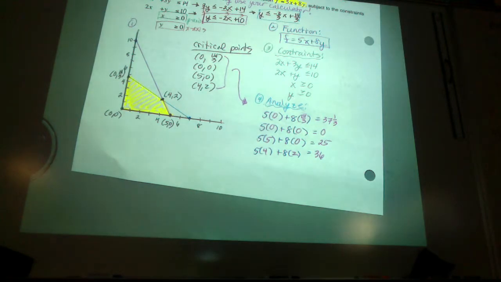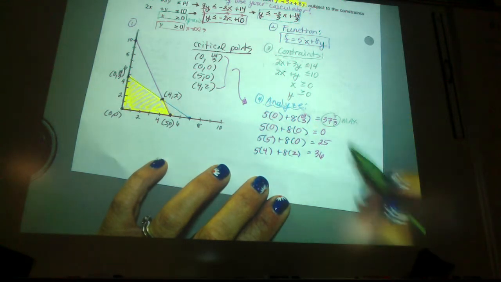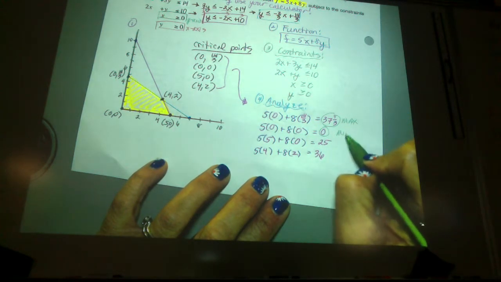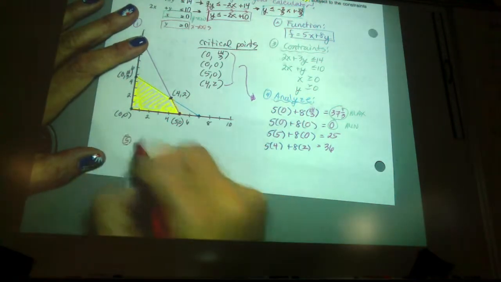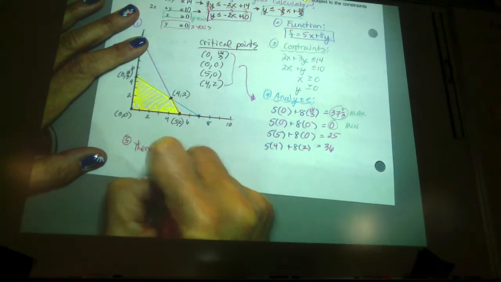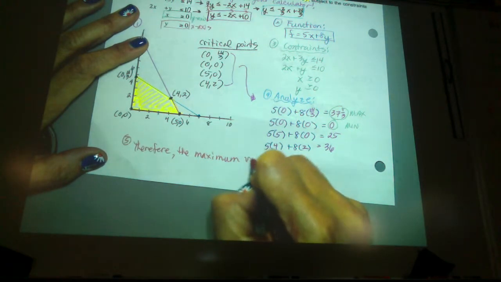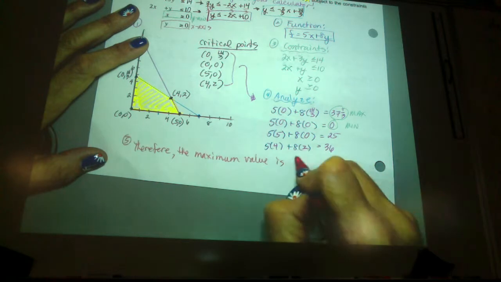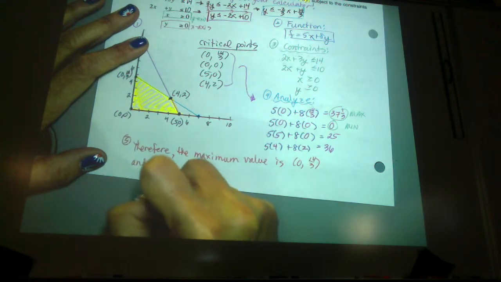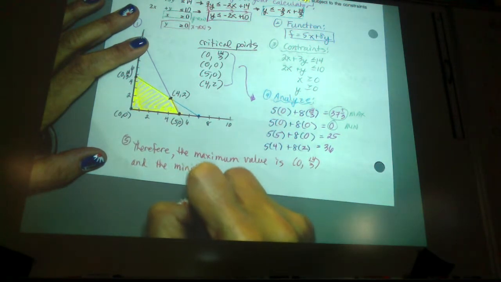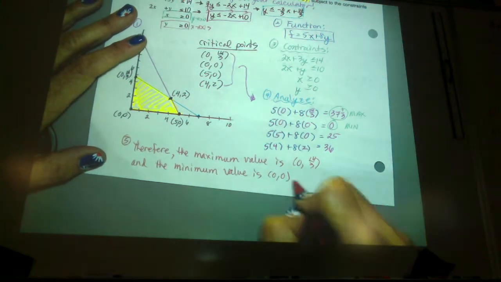So, what is your maximum? So this is our max, and then what's our minimum? 0. There. So now we can answer the question. So finally, step 5, therefore, the maximum value is 0, 14 thirds, and the minimum value is 0, 0.